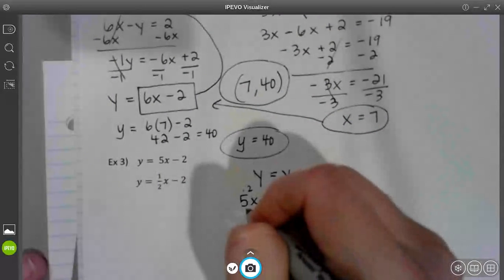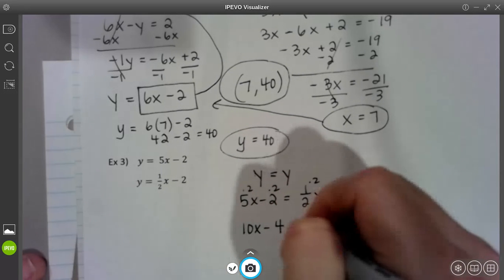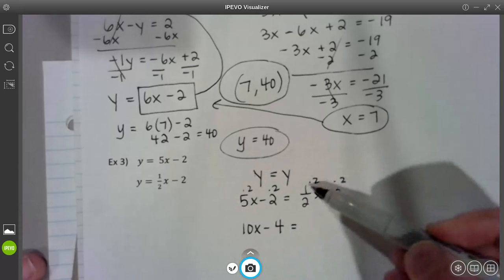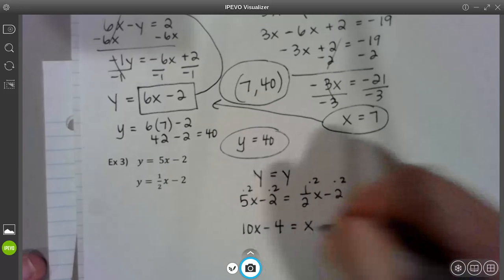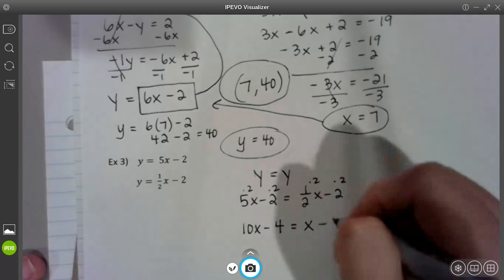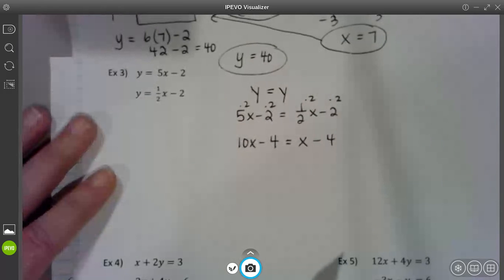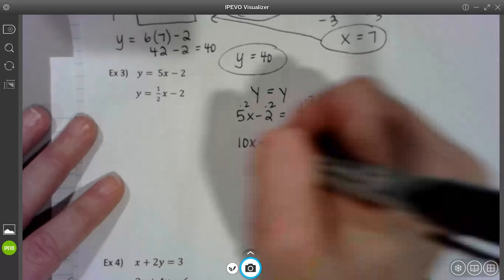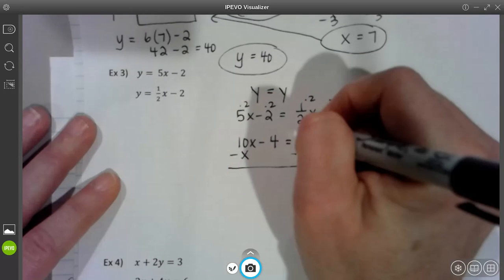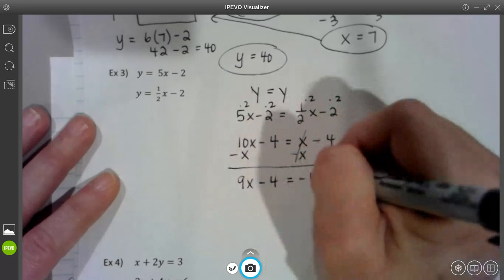So 5x times 2 is 10x, minus 2 times 2 is 4, equals 1 times 2 is 2, divided by 2 is 1, that's 1x, which is x, and then minus 2 times 2 is 4. And now I'd rather solve this than anything that has a decimal or fraction in it. All right, here we go. So first I'm going to work to get my x's all on one side. So I'm going to minus my x to the left. That's going to get me 9x minus 4 equals negative 4.